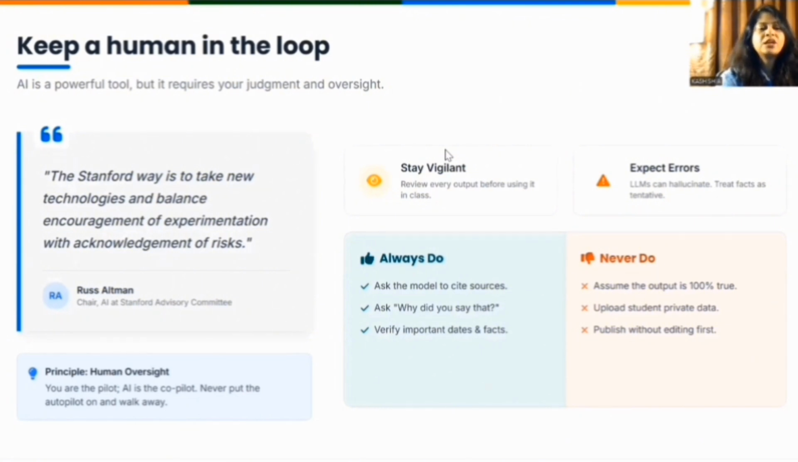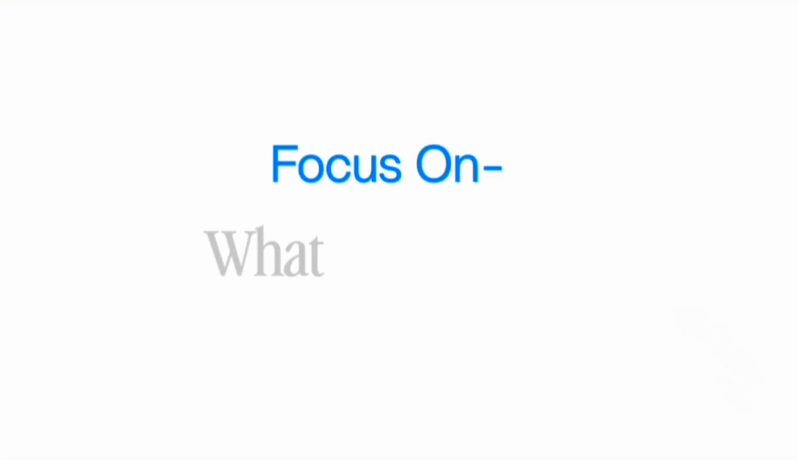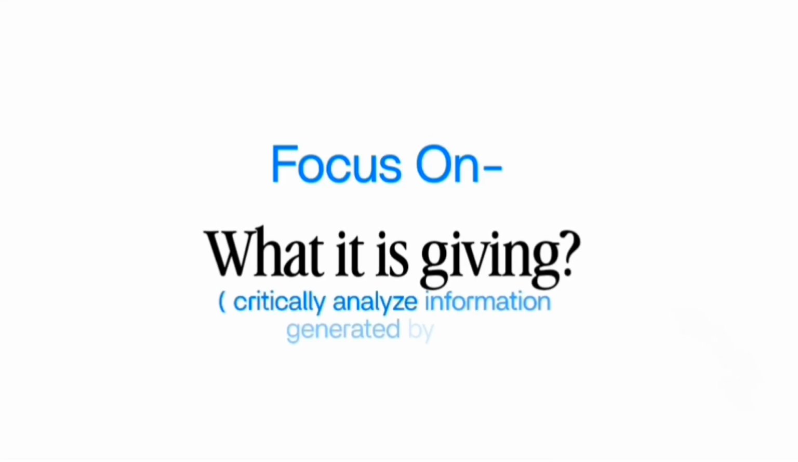Principle: human oversight. You are the pilot. AI is just a co-pilot. Never put the autopilot on and walk away. We should not just switch on the autopilot mode of the AI. Blindly, you should not believe in that. We have to focus on what it is giving and critically analyze the information generated by AI.